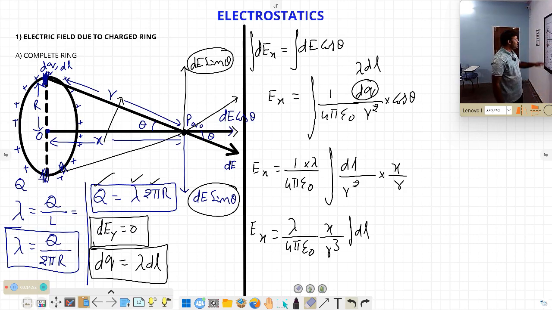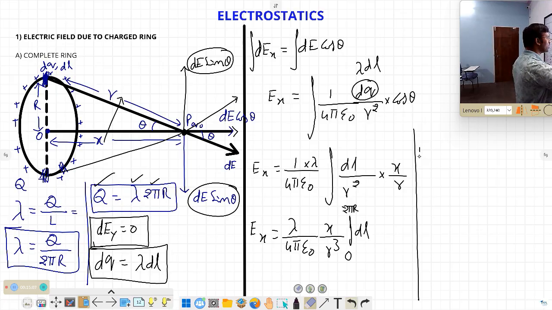Now what is changing? The charge distribution is changing from zero length up to the length of the complete ring, that is 2 pi r. This is the way you have to take it. Now if you solve this, Ex equals lambda into x by 4 pi epsilon naught into r cube, into the integral of dl, which is L. If you apply the limits, you get 2 pi r.